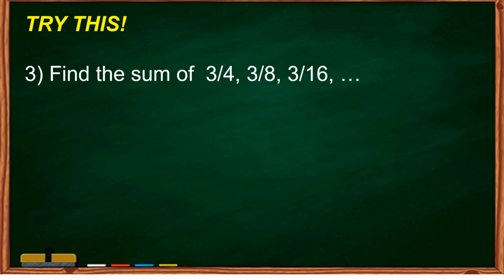Okay, so the third example is about infinite geometric series. We have find the sum of 3/4, 3 over 8, 3 over 16, and so on. In this case, the first term is 3/4. The common ratio is 1/2.